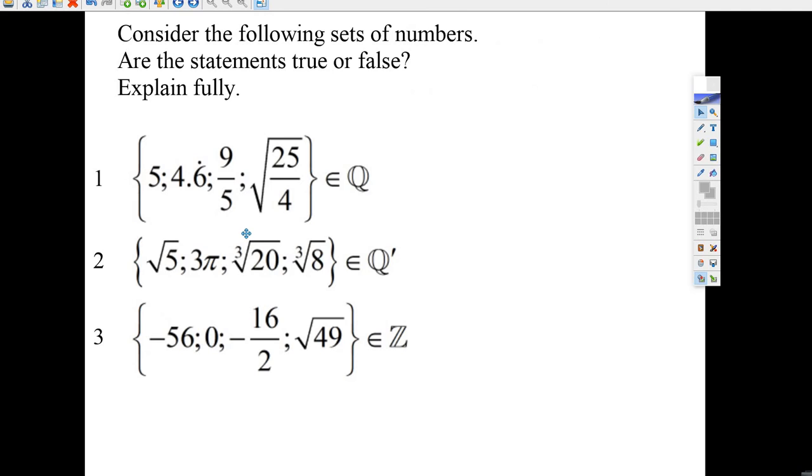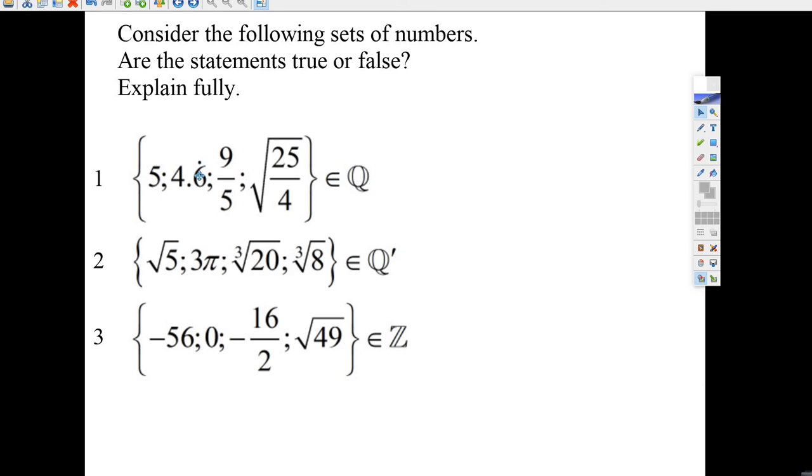Let's look at the next questions here. What about this one? Maybe I'll just get you started here. It says, consider the following sets of numbers. This is a set of 1, 2, 3, 4 numbers. And what is Q here? So it says this set is an element of, is part of the rational numbers. Well, you just go through each one. Is 5 a rational number? And then you have to answer the question, yes or no.